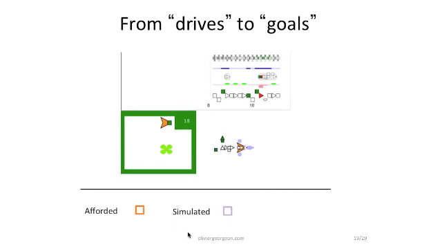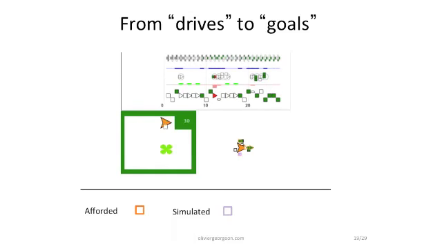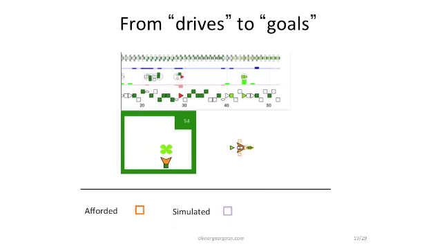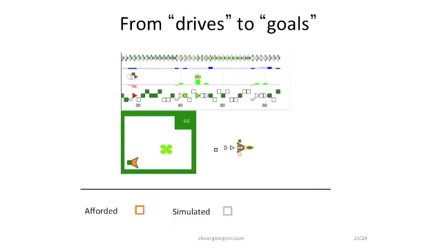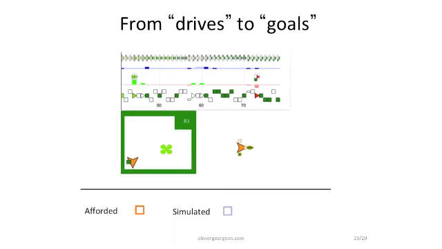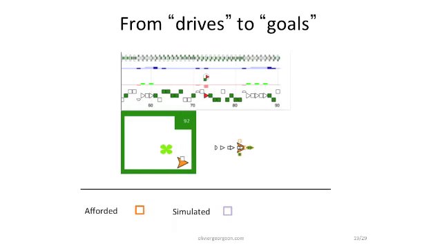So let me do it again. So at the beginning, it randomly picks interactions. It has no idea what they mean. And here it has not yet learned sequences, so it has very poor simulations of behavior.